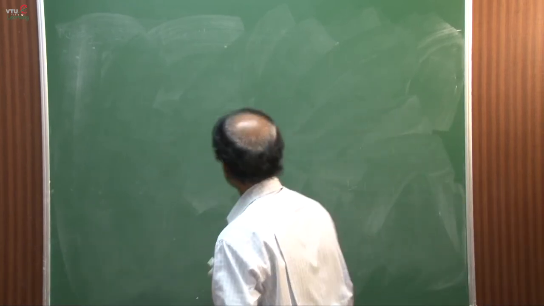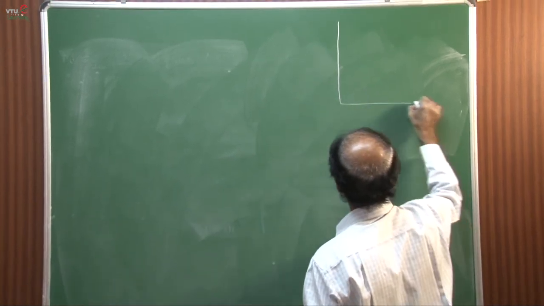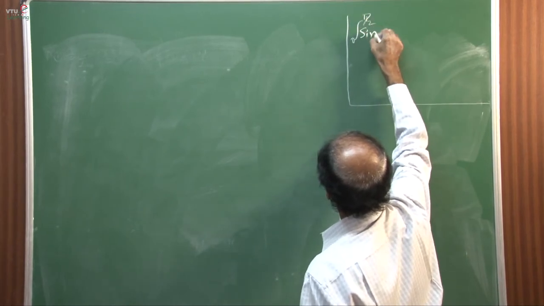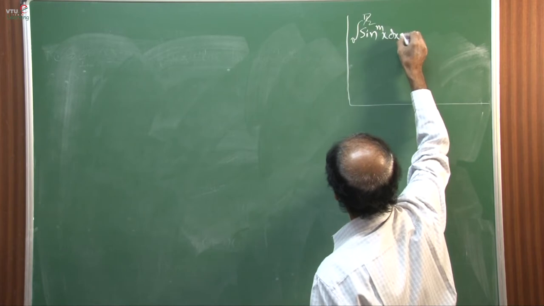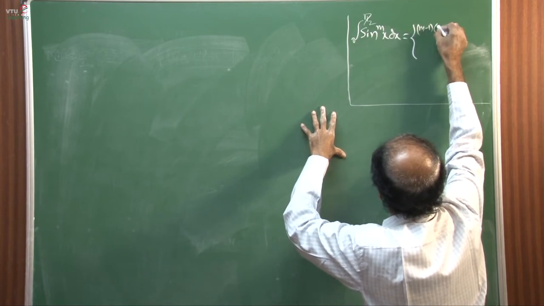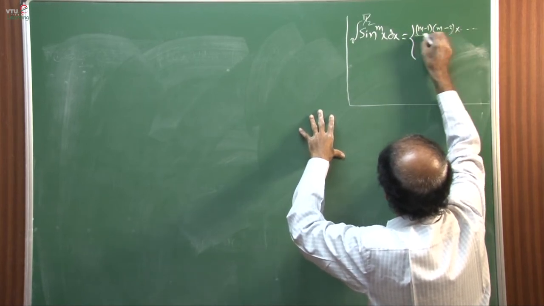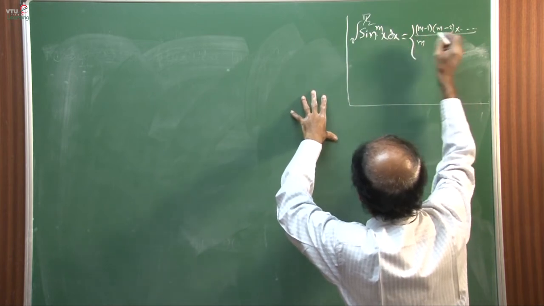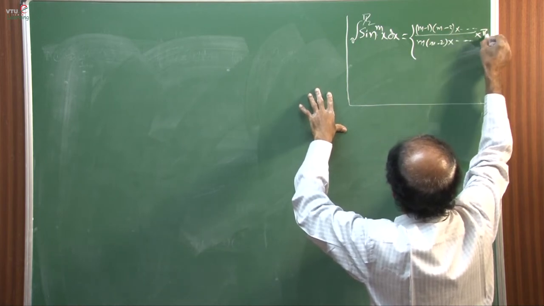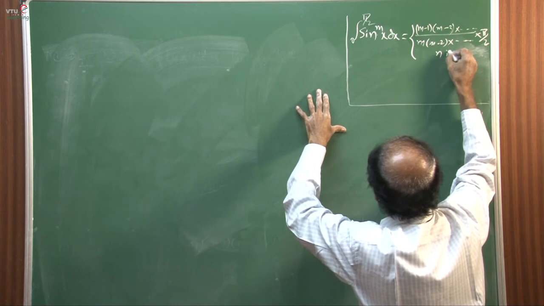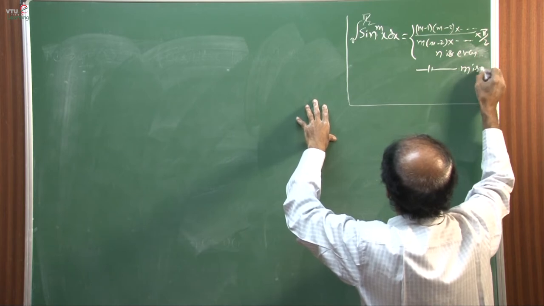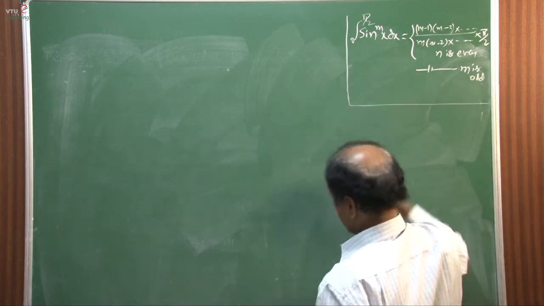So what do you have now? I will write the formulas here. Integration from 0 to pi by 2 of sine to the power mx dx is equal to the definite integral: m minus 1, m minus 3 and so on, over m into m minus 2 and so on, multiplied by pi by 2 when m is even. And the same thing when m is odd. This is the result.